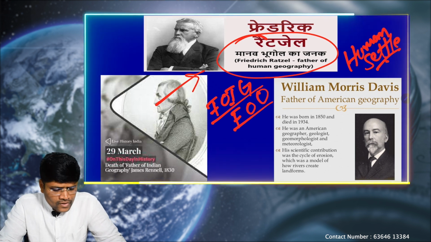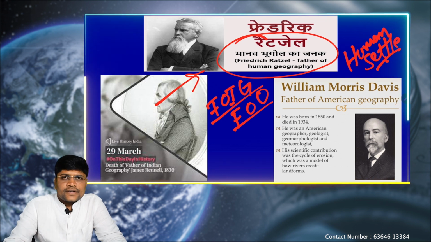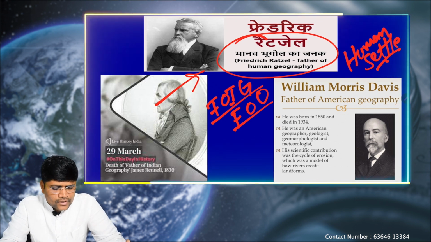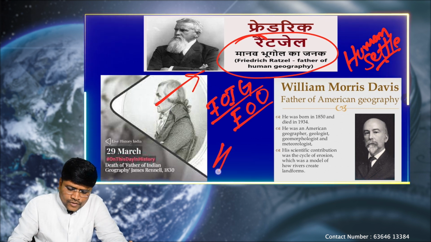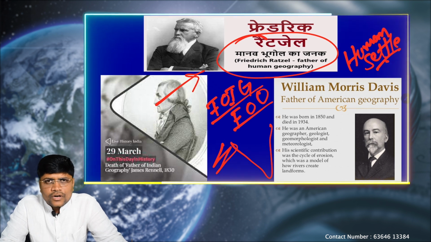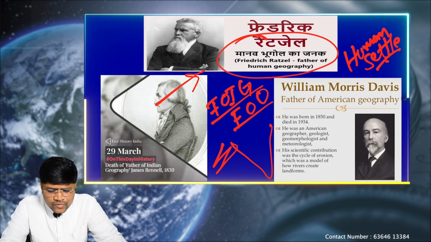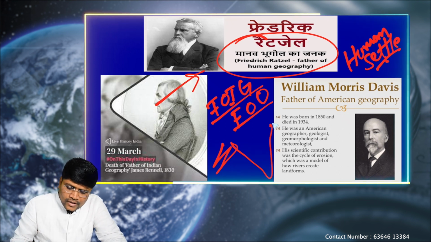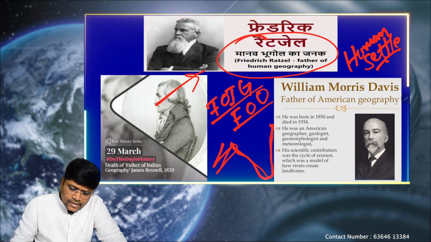Why is it called so? James Rennell was the Surveyor General of India during the British colonial administrative period. First of all, he prepared the first map of British India. When Kolkata was the capital of India, he prepared the first British Indian map and even the complete Indian map.